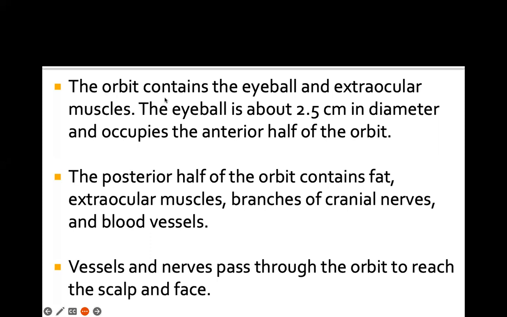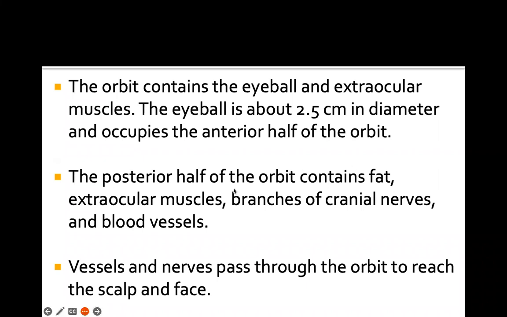So there are a few texts here for you to read. The orbit contains the eyeball and extraocular muscles. The eyeball is about 2.5 centimeters in diameter and occupies the anterior half of the orbit. The posterior half of the orbit contains fat. So you remember I mentioned that to you. So that is for emphasis.